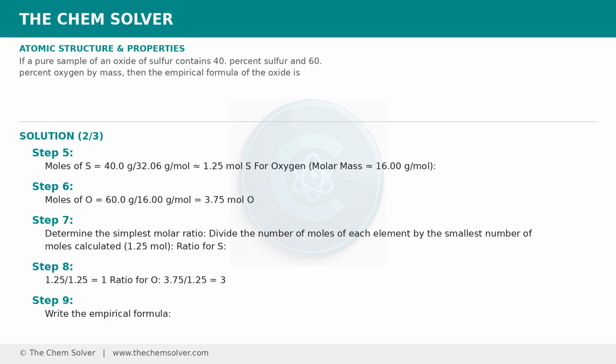For oxygen, molar mass approximately 16.00 grams per mole. Moles of O equals 60.0 grams over 16.00 grams per mole equals 3.75 moles O.